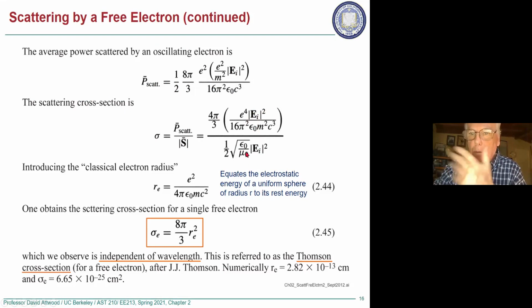There's epsilon zeros and mu zeros, and c, if you remember, is 1 over the square root of epsilon 0 mu 0. So many of those things we're going to collect in the so-called classical electron radius. This is how it's defined. You can look it up in Jackson, for instance, if you use that book, but it won't say a whole lot more. It basically is an effective radius of the electron, where its effectiveness is that it equates the electrostatic energy stored in a uniform sphere of some radius to its rest energy. How accurate is that? Well, it's a convenient measure for us.